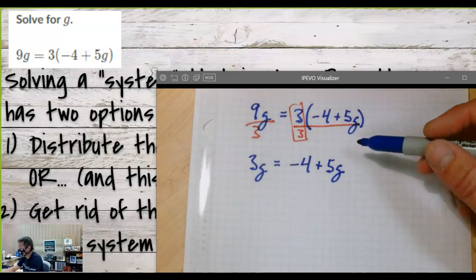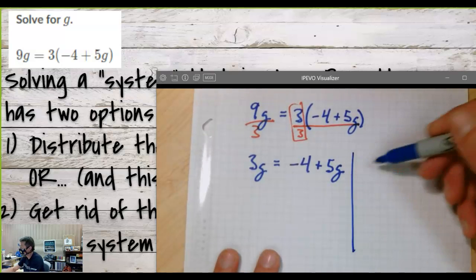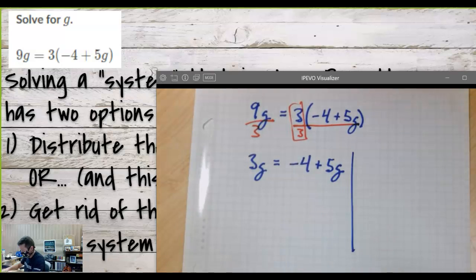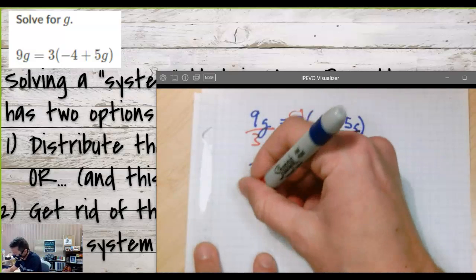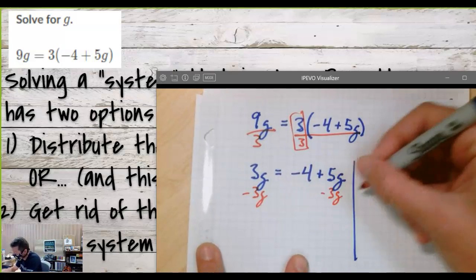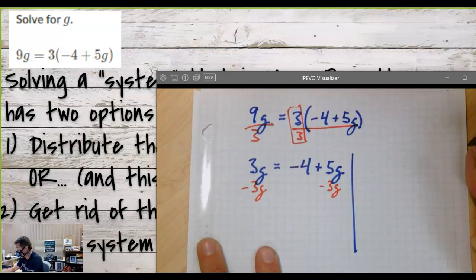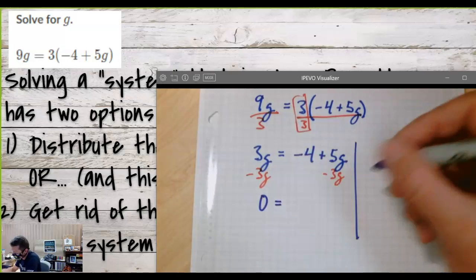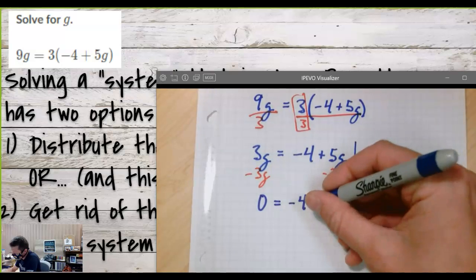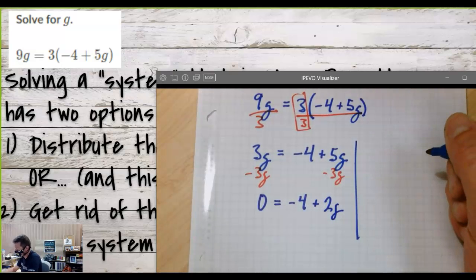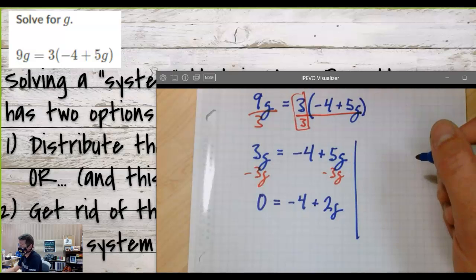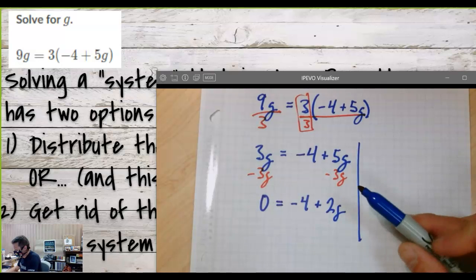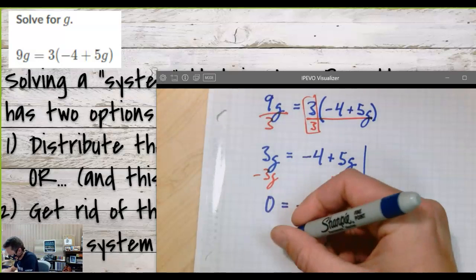Now, here's the weird thing. If you follow my advice and you use the higher value of the variable, we're going to subtract 3G. Right? Because the higher variable side gets the variable. Wait, that gives me 0 equal to -4 plus 2G. My G's also look weird. You can make fun of me in your head, but I don't really care. My G's just look weird. Then we add 4 to both sides.